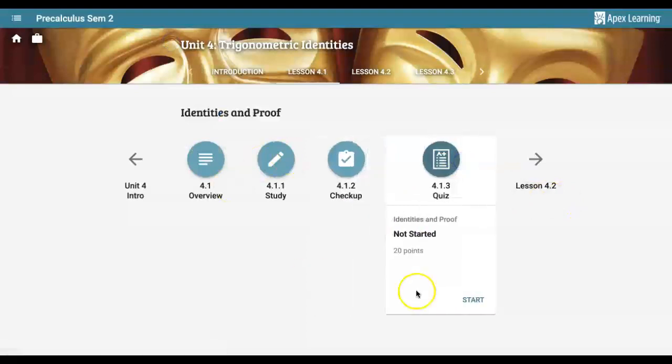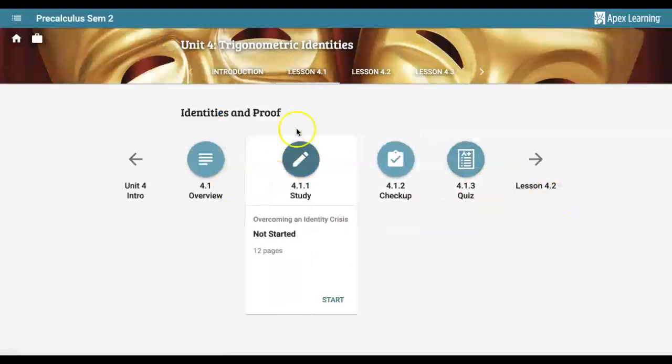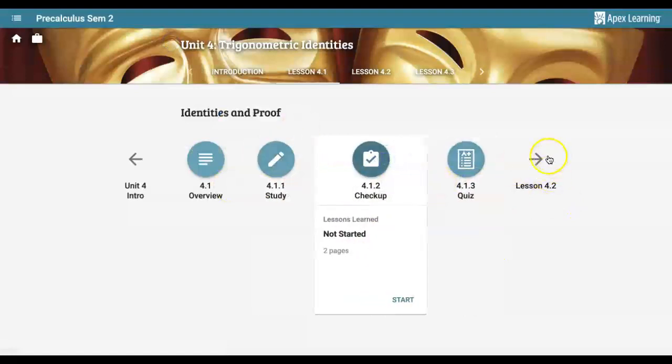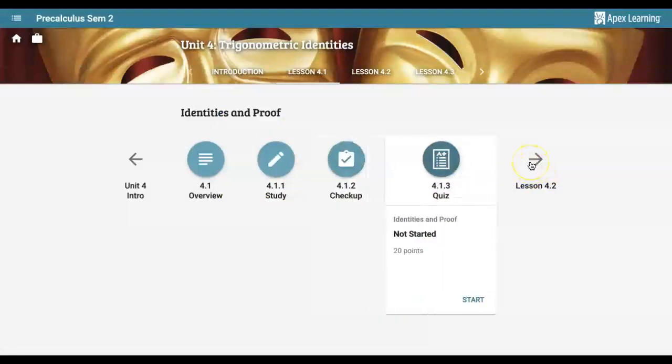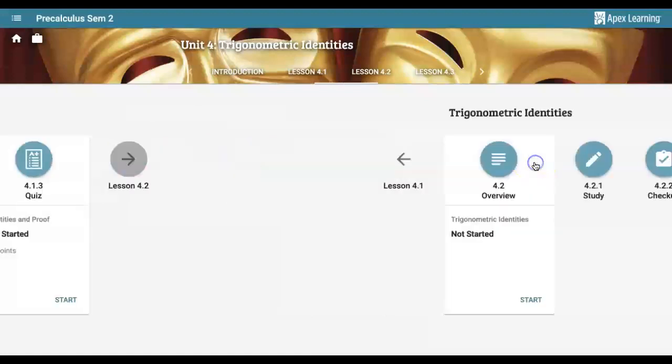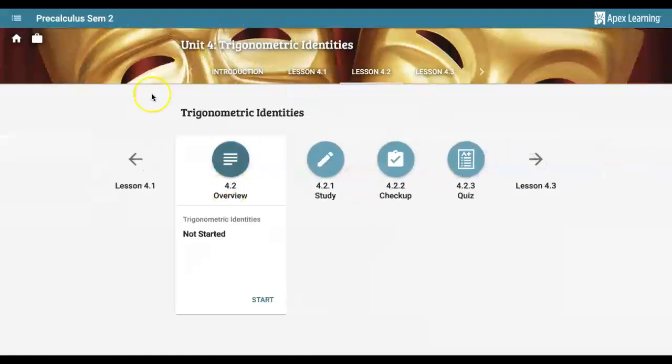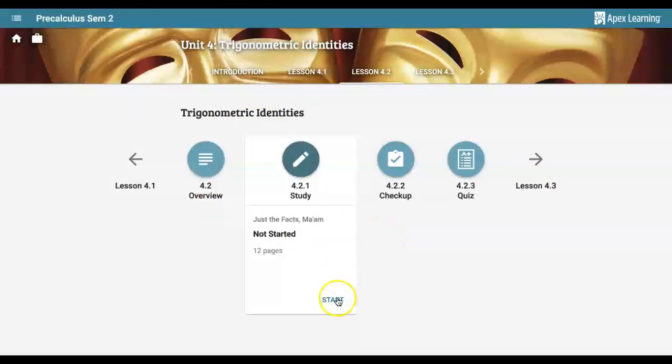Obviously you have this one quiz here, so once you get through the practice problems in the unit and then the checkup, please go ahead and do this quiz. Then the other one is lesson 4.2, so even more with those trig identities.